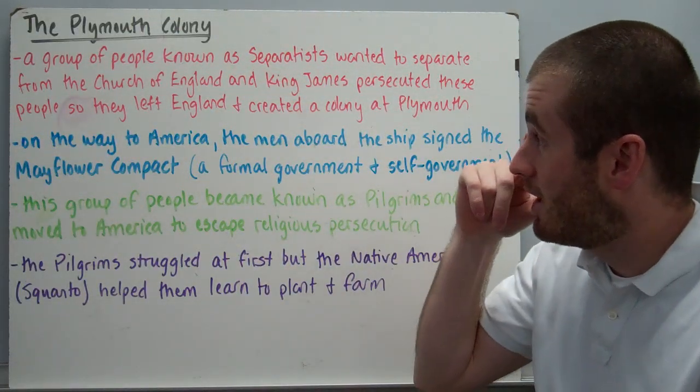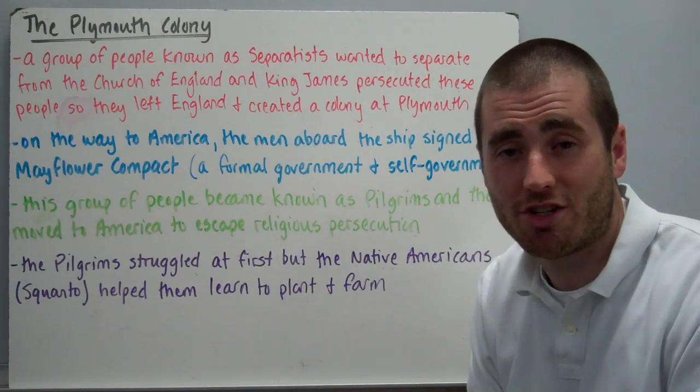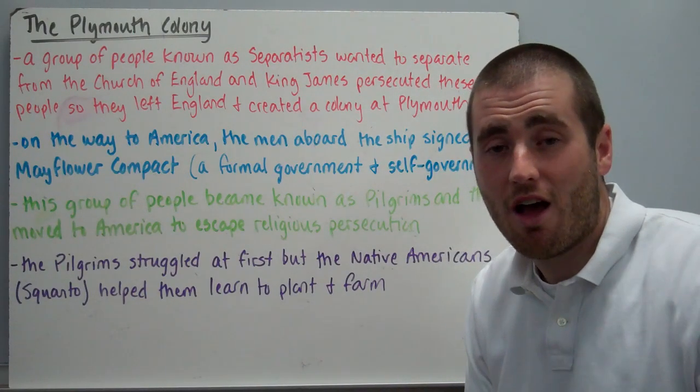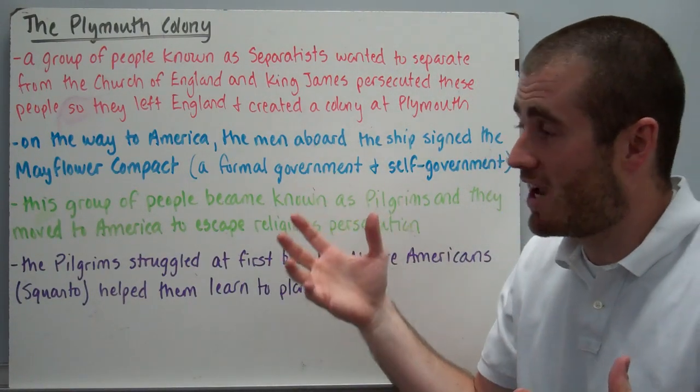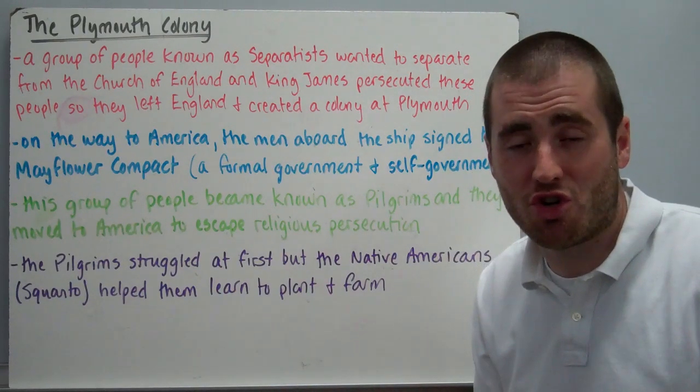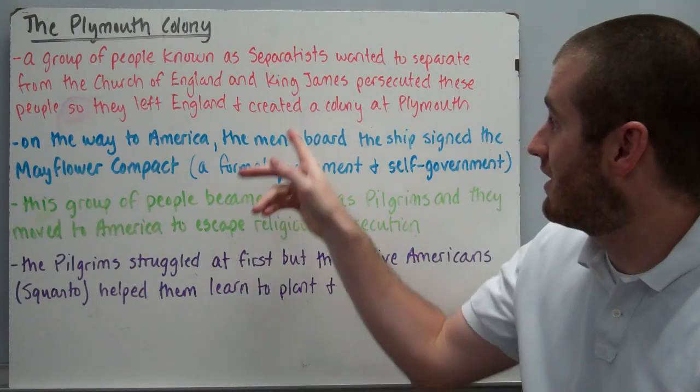The Plymouth colony is a group of people known as separatists, and they wanted to separate from the Church of England, and King James persecuted them for that. They wanted to be their own church, and King James wouldn't let them, so they left England and created a colony at Plymouth.